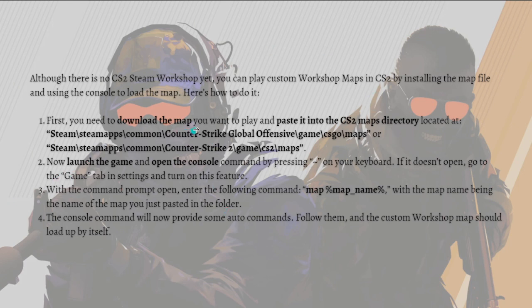First, you need to download the map you want to play and paste it into the CS2 map directory. It should be located at this right here. So this is the location. You can pause this video and read these locations right here and then copy or paste it if you want to.